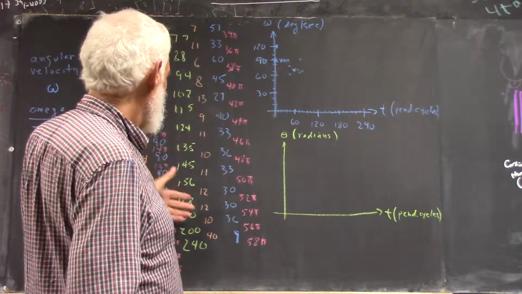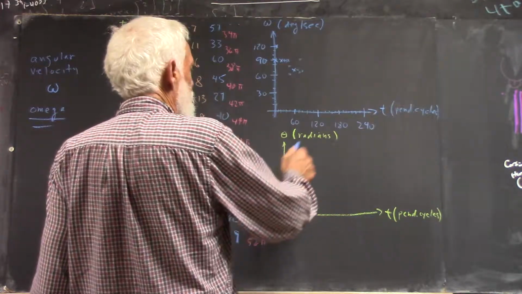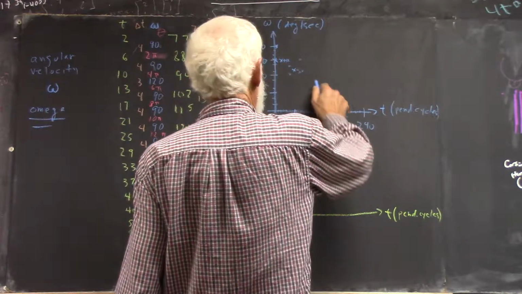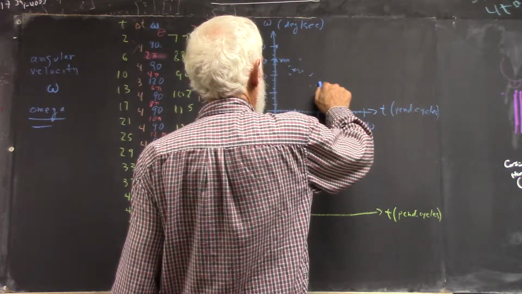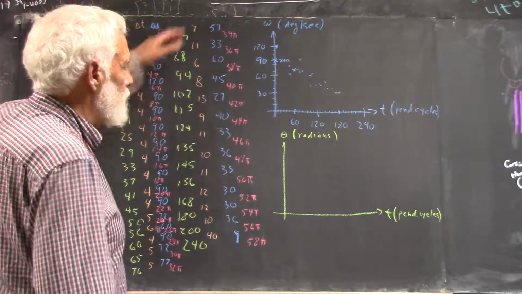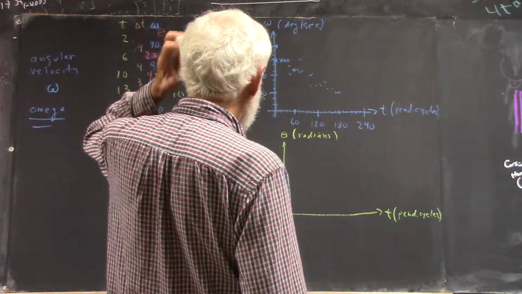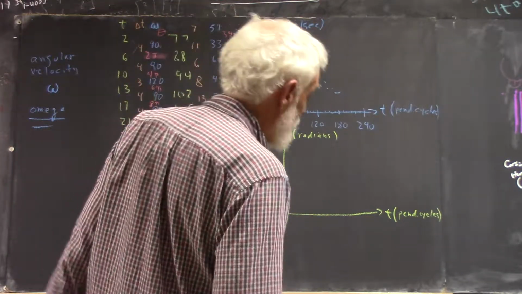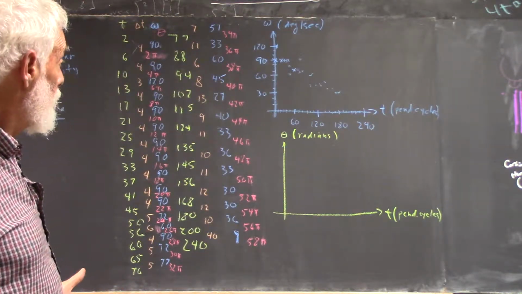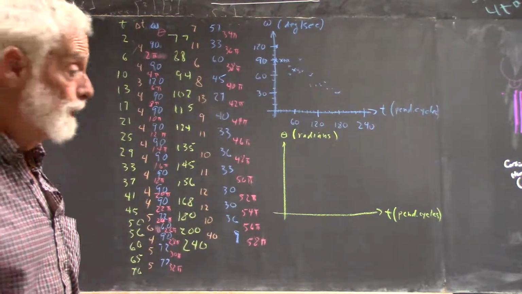And by the time we get down to 168 or 180, we're down into the 30 range. Okay, and then we have, you know, up, down, whatever along here. So our graph is going to look something like this. And then you're going to be asked to draw a straight line that follows the trend of this data.